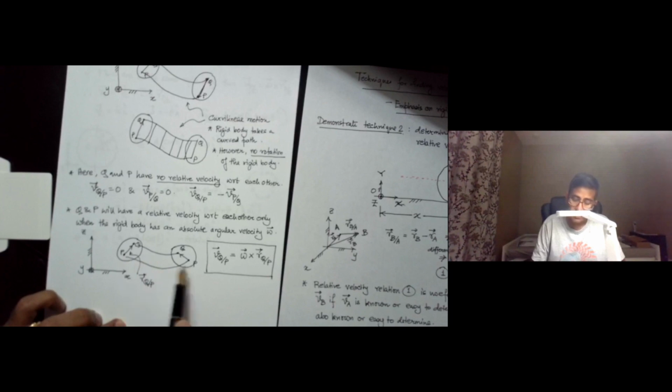That was one relation. The other relation that we have used is the fact that when the 2 points are on the same rigid body, let's say 2 points P and Q, then the velocity of Q with respect to P is given by the angular velocity of the rigid body cross product with the position of Q with respect to P. Okay, so these two have been used in finding the velocity of the point P in this problem.